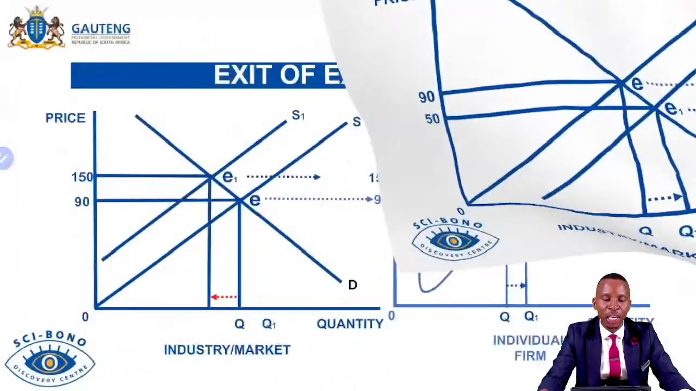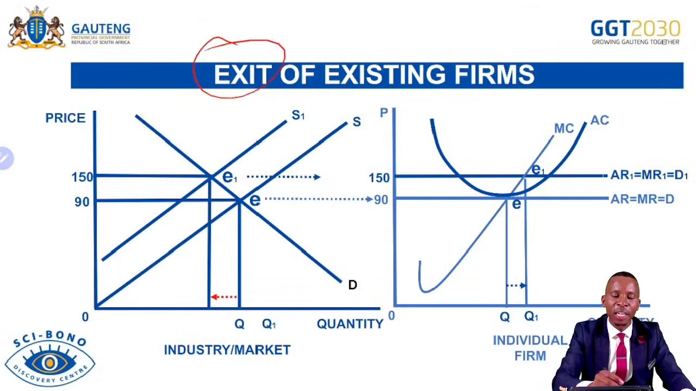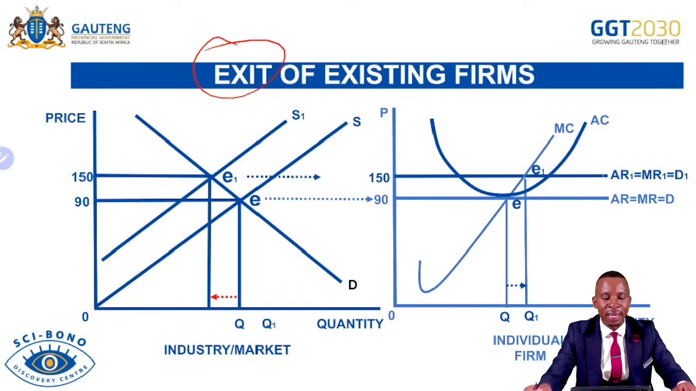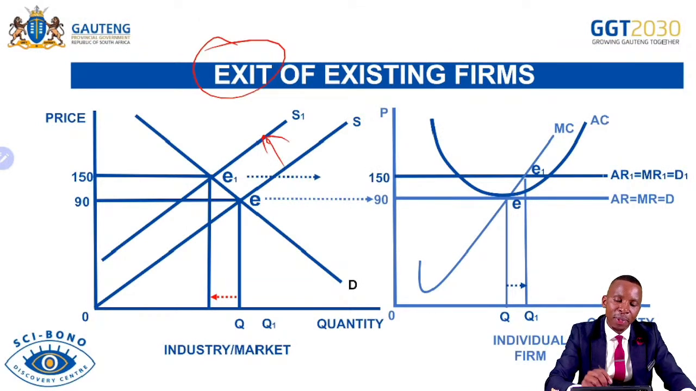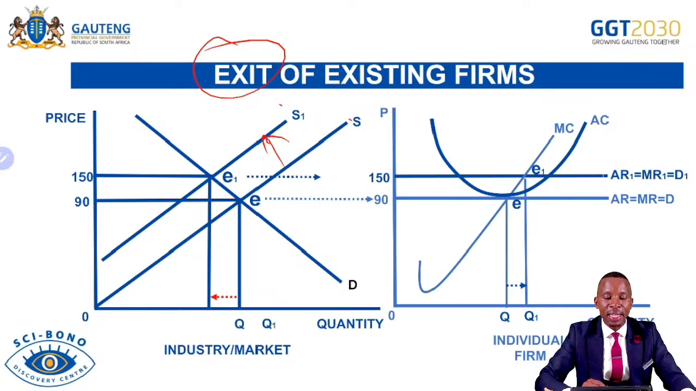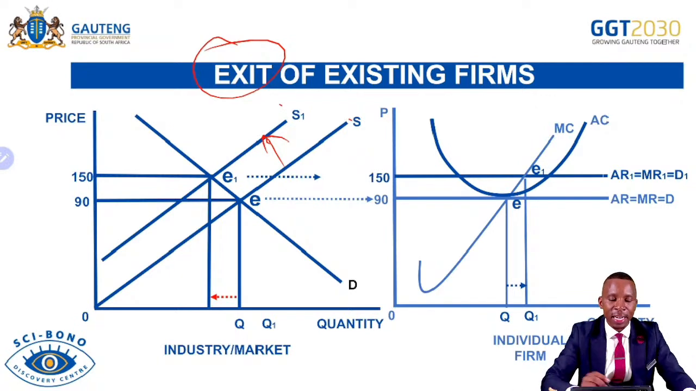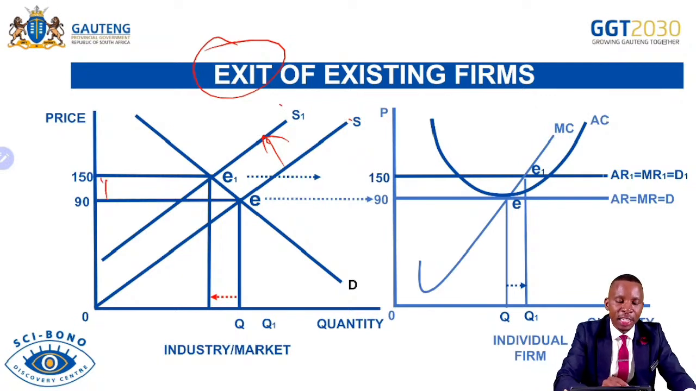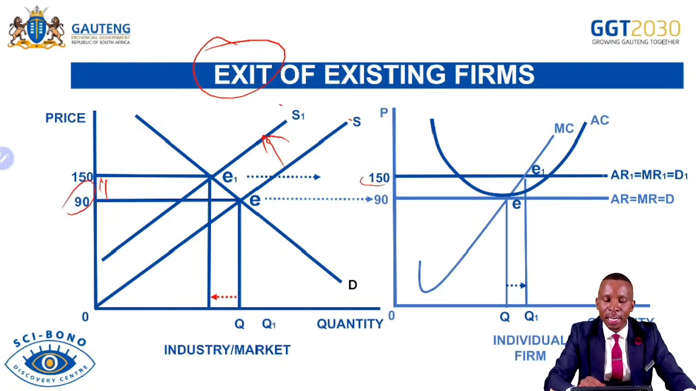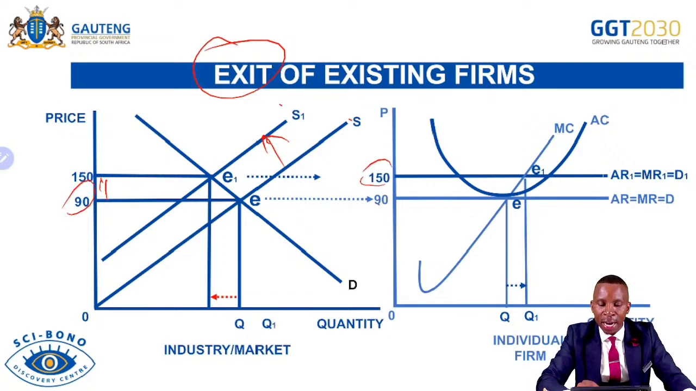And then we go to the next one, whereby there's an exit of firms. If firms are leaving the market, what happens within the market? The market supply will be declining. You see the supply curve declining from S to S1, meaning that the market now is not supplying most of the goods because firms are leaving the market. In that case, we see the price increasing from 90 to 150, and the price is taken also on the side from 90 to 150.